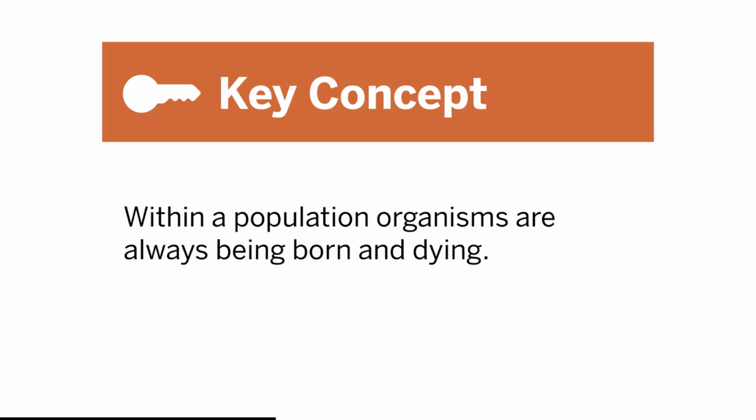Key concept. Within a population, organisms are always being born and dying. What did you observe the organisms you tracked doing? Walking around, chasing prey, eating, and reproducing. What happened to the organisms you tracked? Organisms were eaten, organisms starved, organisms died of old age.